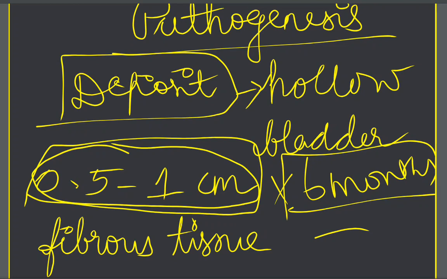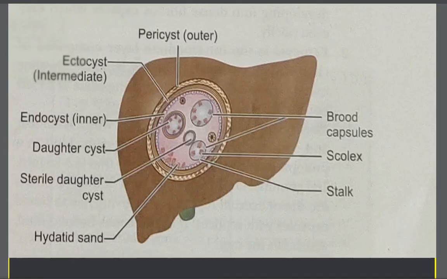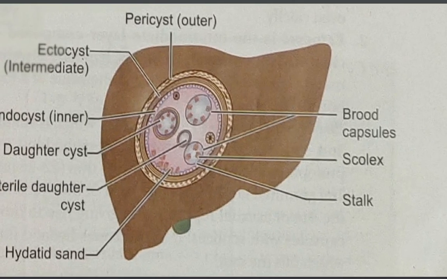Anyhow, it is a foreign object. So when a foreign object enters, our immune system will react against it. The same thing happens here. Our immune system reacts against it, producing inflammatory reactions leading to the deposition of a fibrous capsule around it. Now we can see the Hydatid cyst in the liver. The outermost layer is the pericyst, the intermediate layer is the ectocyst, and the inner layer is the endocyst.